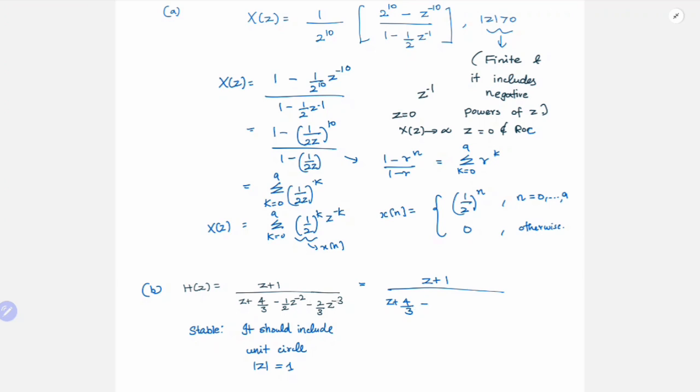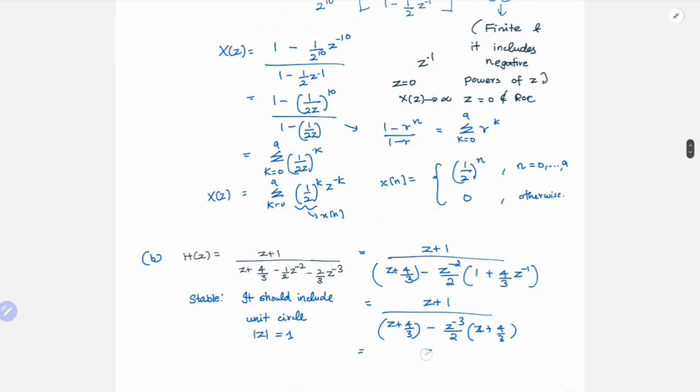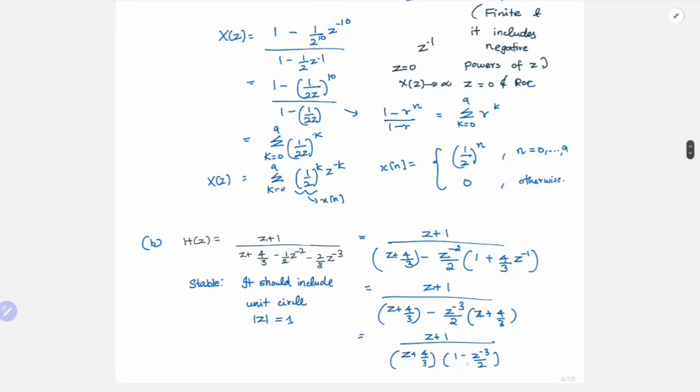So we can take out z power minus 3 by 2. What will we be left with? We'll have 1 plus 4 by 3 z inverse. So if you see this and this, there is only one factor of z difference. So we can again write this as z plus 4 by 3 into minus z power minus 3 by 2 into z plus 4 by 3. So this is nothing but z plus 1 by z plus 4 by 3 into 1 minus z power minus 3 by 2.